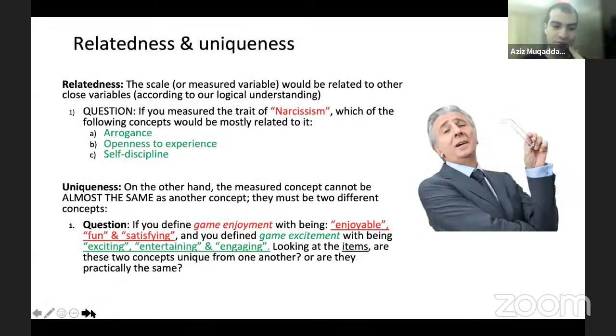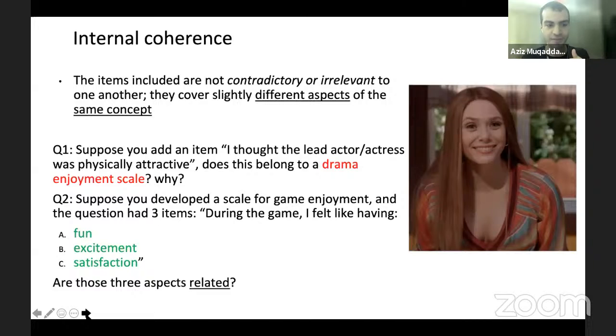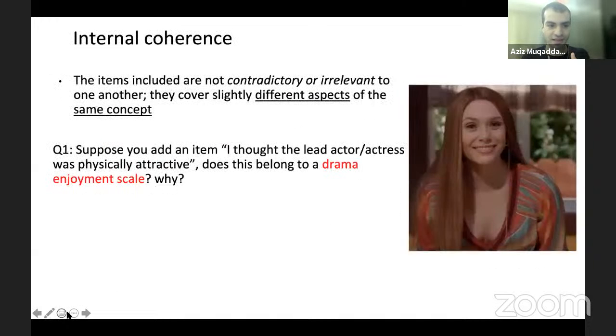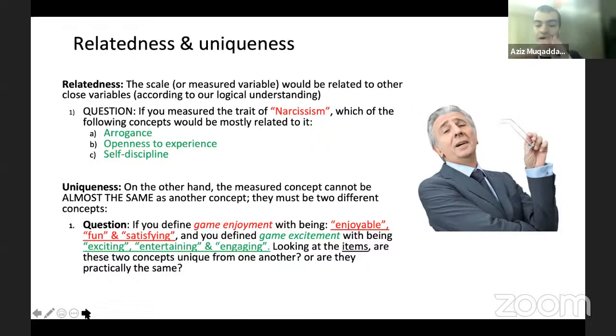It gets more tricky though. Those 2 things relate to what we call the internal part: the internal coherence and the exhaustiveness. But then there is the relationship of the variable to other variables. And that's relatedness. The scale we are measuring should be related to other variables that are logically and theoretically relevant to it or close to it. This might sound pedantic, but let me give an example to make it clear.